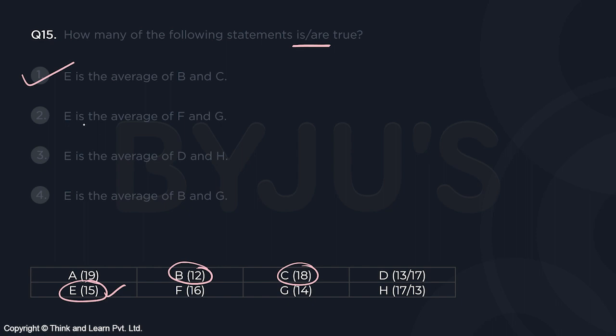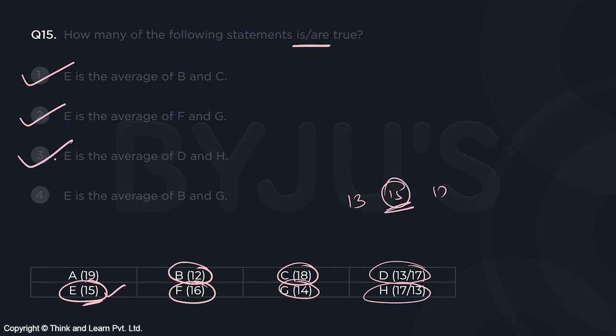Then E is the average of F and G. E is 15. F is 16. What is G now? It is 14. Is 15 the average of 16 and 14? Yes. Let's talk about the third. E is the average of D and H. E is 15. What is D? D is 13 or 17. H is 17 or 13. Whatever they are, the average of 13 and 17 is surely 15. So this is also true.